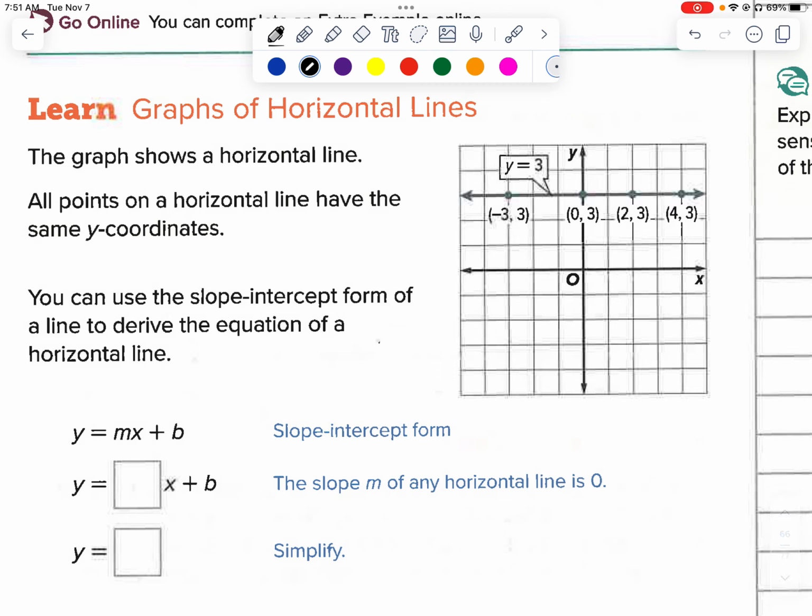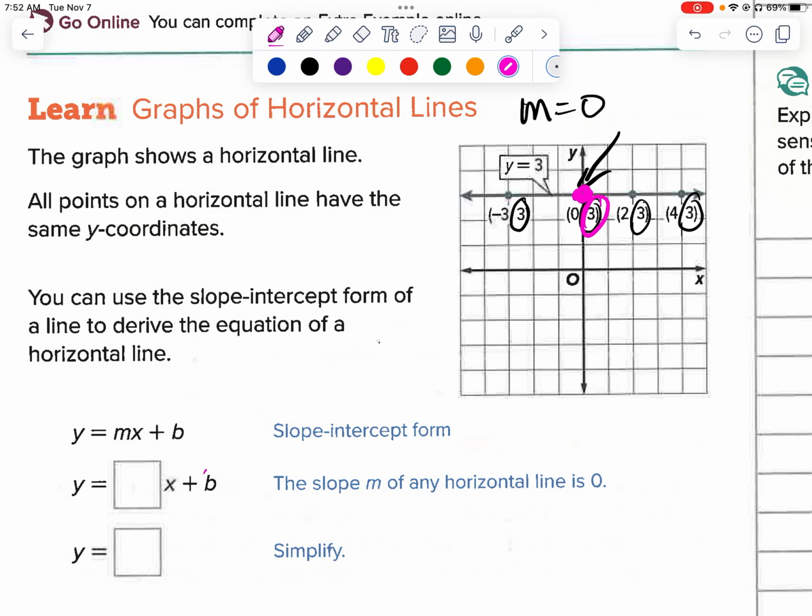Now, if I'm going to graph a horizontal line, remember, a horizontal line has the slope of 0. If we look at each one of these right here, each one of them, the y value is 3. So where does it hit the y-axis? It hits the y-axis right here. This right here is my b value.